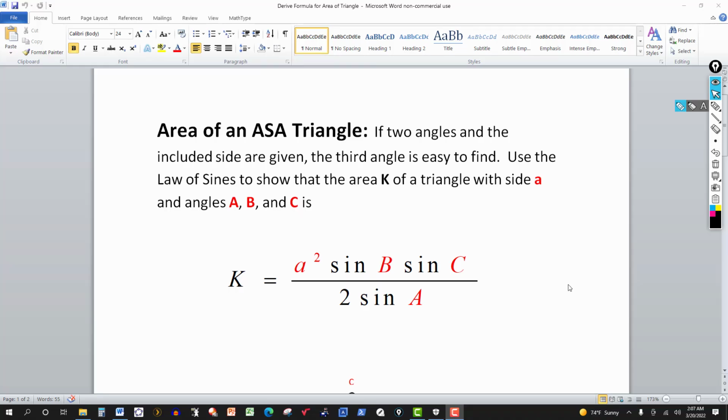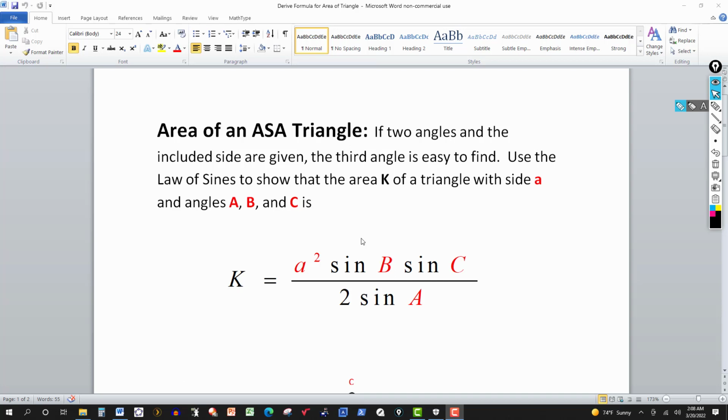The problem for this video is to derive a formula for finding the area of a triangle. There are several formulas you can use depending on what you're given. If you're given all three sides of a triangle, you can use Heron's formula to find the area. Of course, if you have a right triangle and you know the two legs, it's easy to find the area.